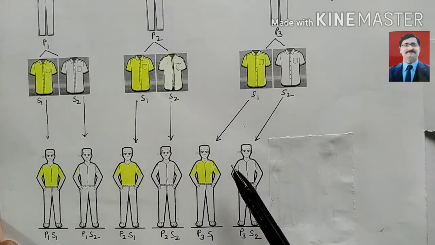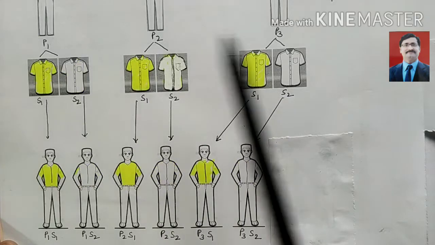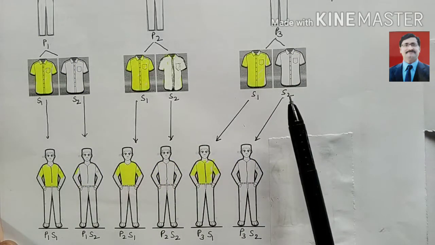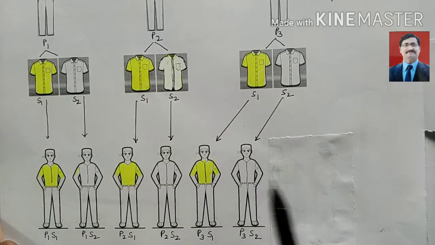How can we find this out? Look here, each of these 3 pants is followed by the 2 shirts. So we multiply this 3 by 2, we get 6. So this method is the fundamental principle of counting.